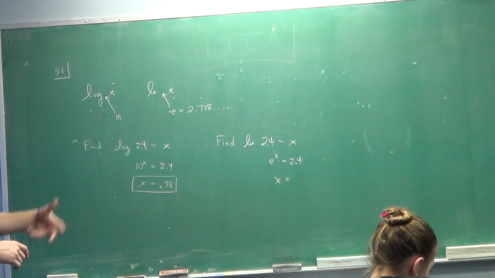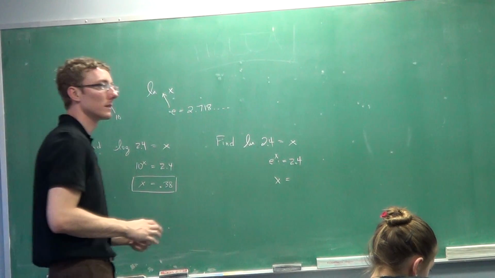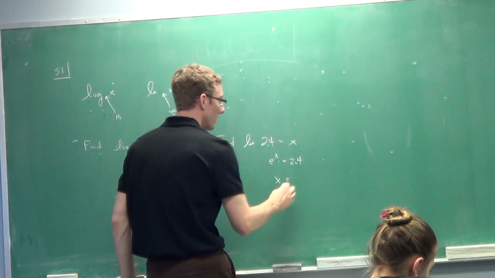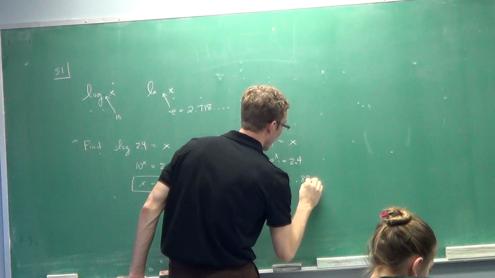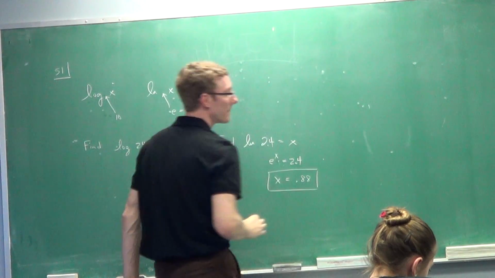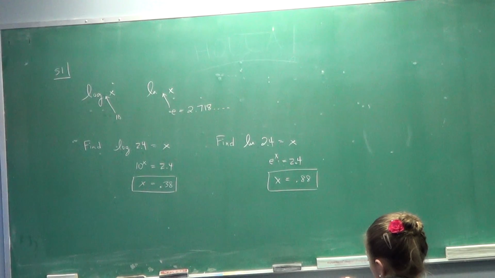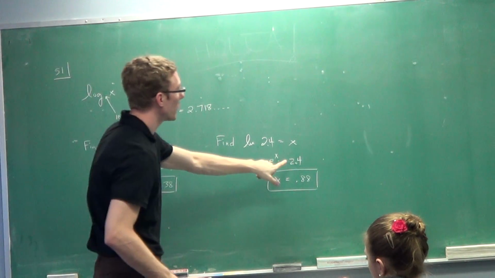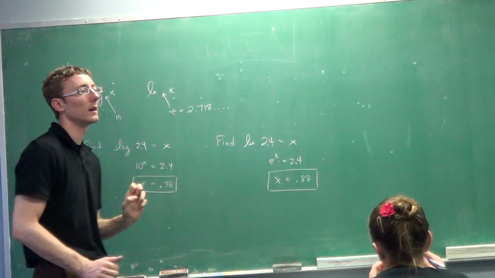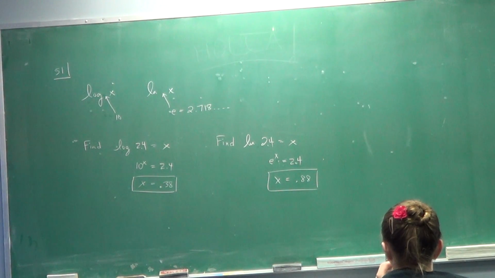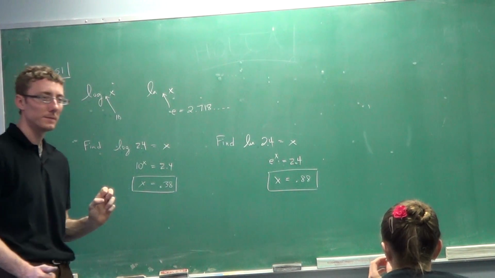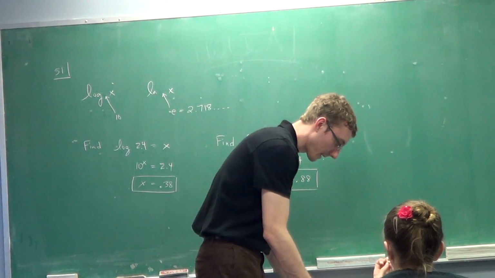And say ln 2.4, okay, so x is 0.88. Does that make sense? If e is 2.7, then 2.4 is a little less than 1 copy of e. Good so far? Okay.